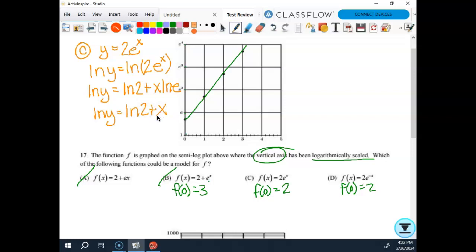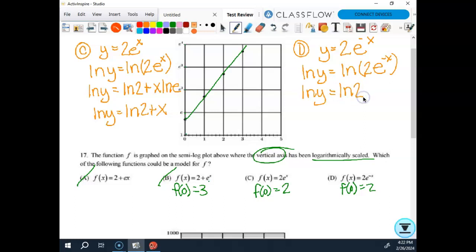All right. So now let's do that for D as well. This gives me y equals 2 times e to the negative x power. So natural log of y equals the natural log of 2 times e to the negative x power. Natural log of y, which are these y values, equals the natural log of 2 plus, well, if I bring that negative x out front, I can say minus x times the natural log of e. And so then the natural log of y is equal to the natural log of 2 minus x.